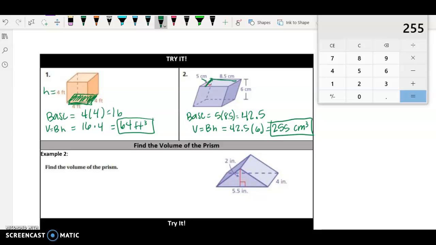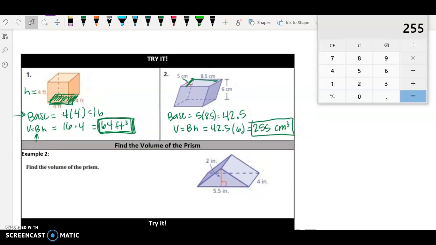And then the reason we use a capital B here is because we already found the area of the base. So we do the base that we just found, which is 16, times our height. So 16 times 4 is 64. And then we add our labels on there, which is 64 feet cubed. And that's our answer. So all you're doing is multiplying the bottom to find the area of the base, and then multiplying that by the height.